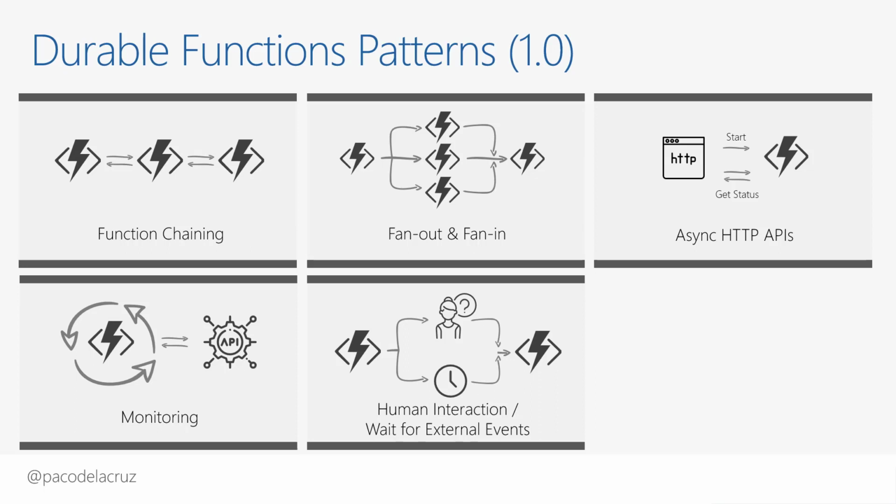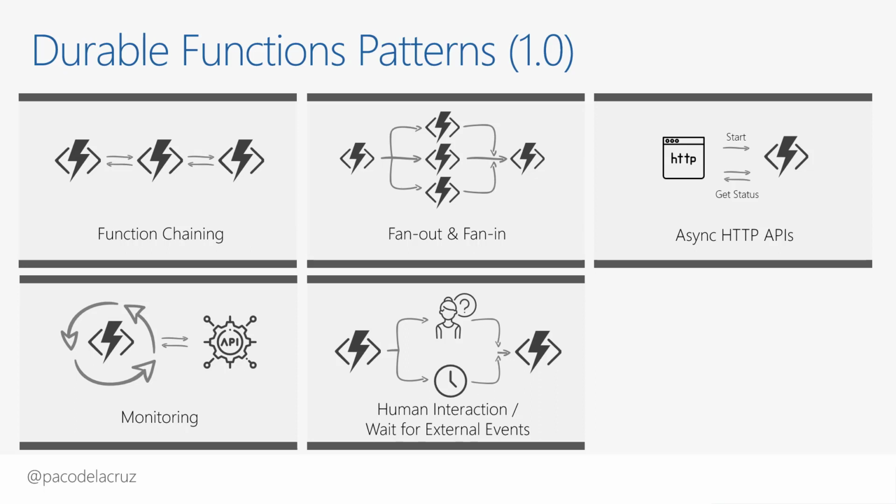You can also implement an asynchronous HTTP API. So let's say you have a very long-running API and you don't want the clients to be waiting until the long-running process finishes. Durable functions allows you to have a status endpoint. So you trigger your function, and then the client can be polling that status endpoint until your function finishes. And your function will be able to provide a status or a progress of the processing back to the client.